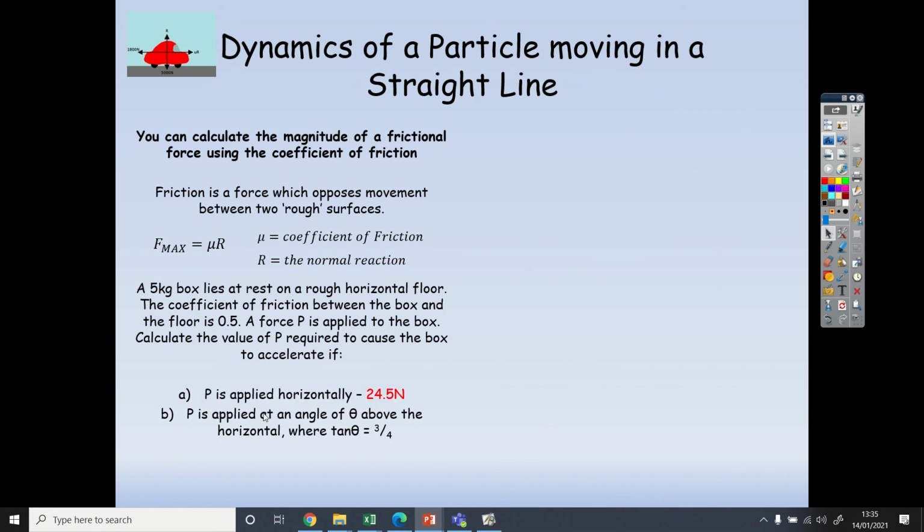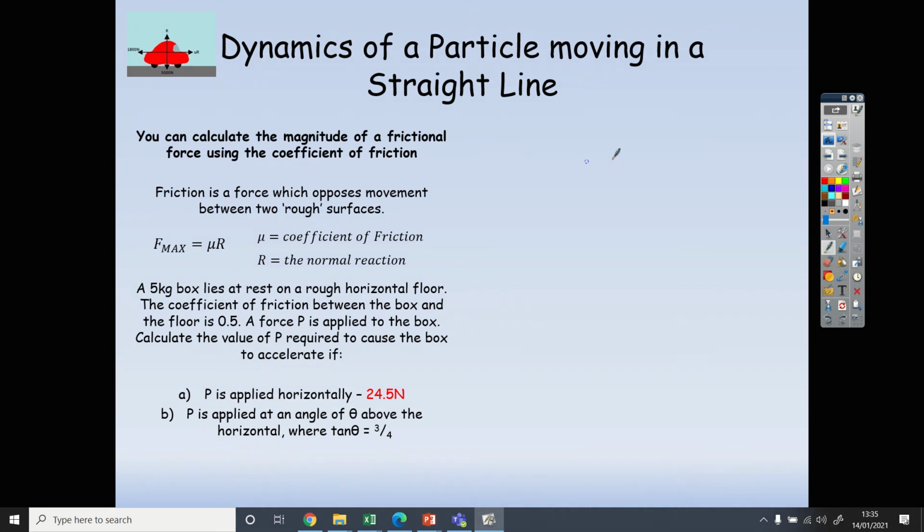Right, now this is quite a common setup here with this tan theta business. So if P is applied at an angle of theta, where tan theta is 3/4, what you don't want to be doing is inverse tan to get that angle, because that's not needed. We like the fact that this is a nice fraction because it allows us to get the sine and cos values that we actually need as well. So please don't do that, because you're going to get a messy, nasty angle, a lot of rounding errors, and it's going to all be complicated. So don't do that.